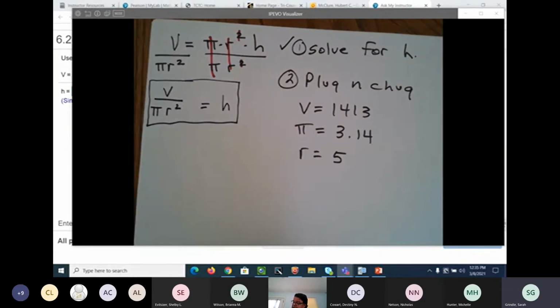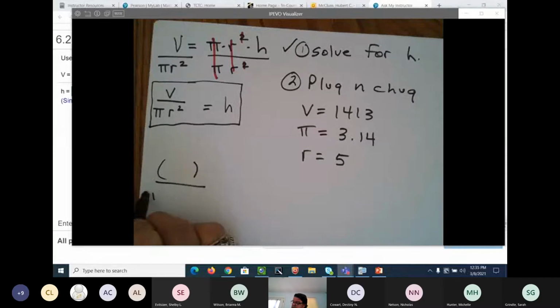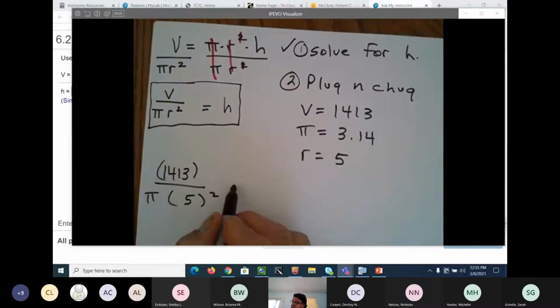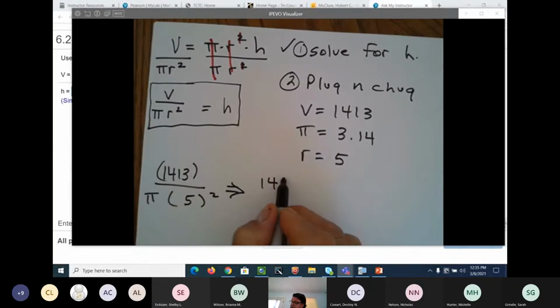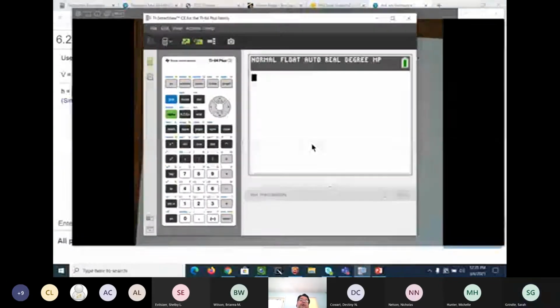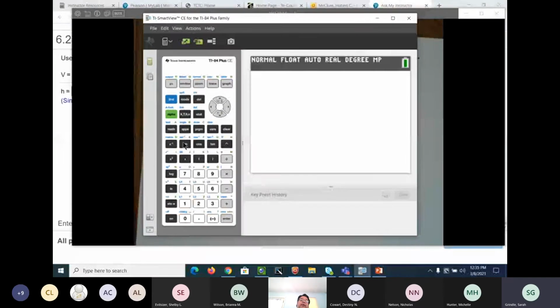So parentheses over pi times parentheses squared. And 1413 goes here and 5 goes here. So that's going to be 1413 divided by 25 pi. And I'm going to take my handy dandy calculator. Now they say pi is equal to 3.14. Now if you put in pi, which is shift caret symbol, and hit enter, that's pi.